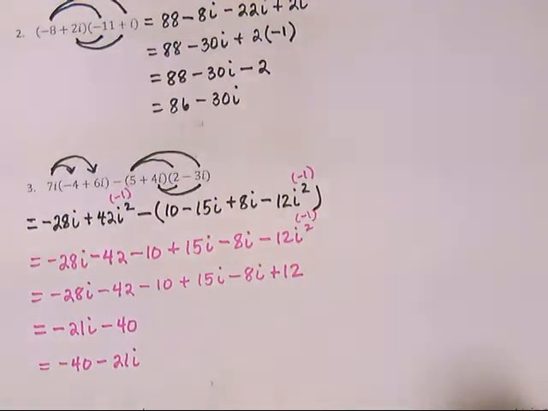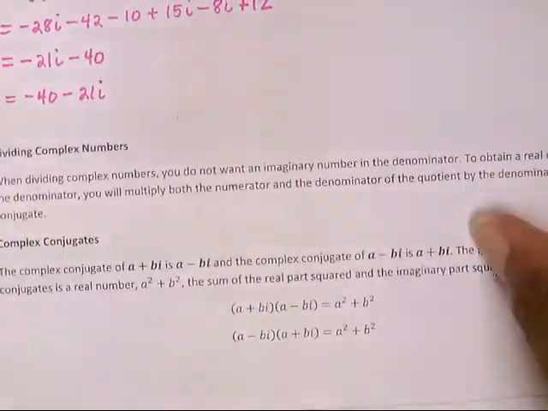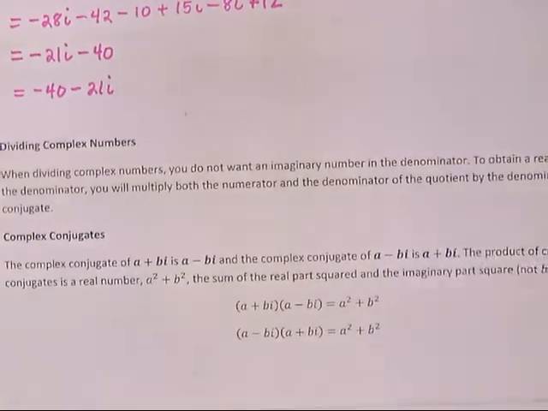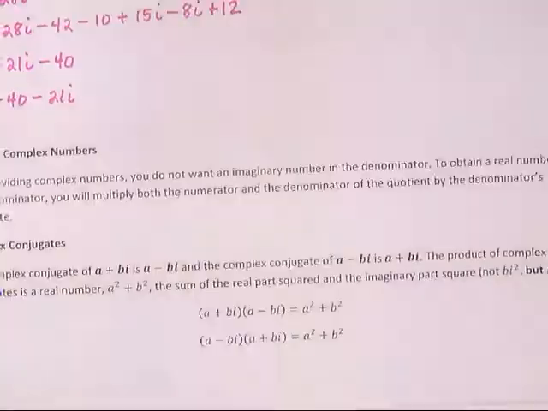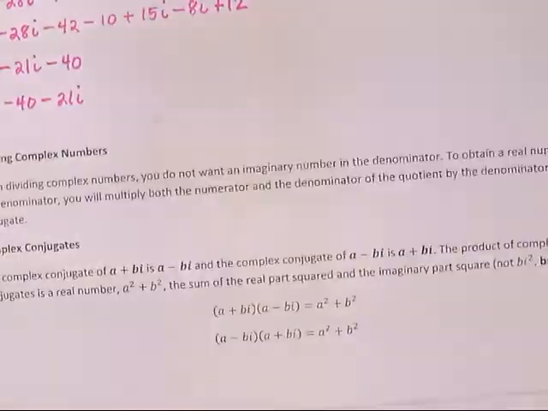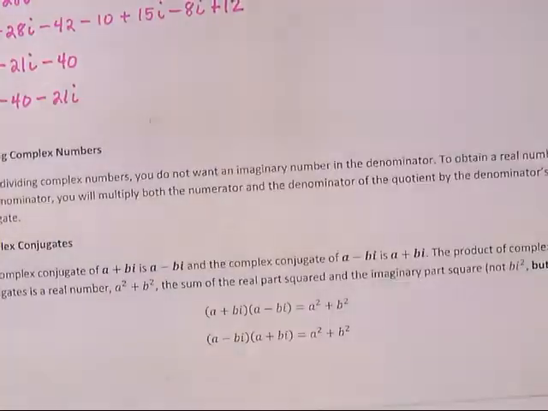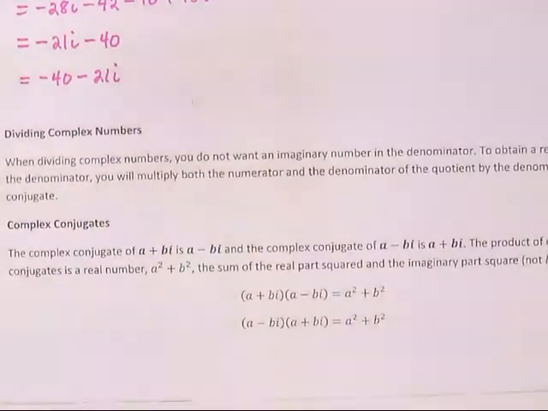Okay. All right, the next operation will be dividing complex numbers. When dividing complex numbers, you do not want an imaginary number in the denominator. To obtain a real number in the denominator, you will always multiply both the numerator and the denominator of the quotient by the denominator's conjugate.